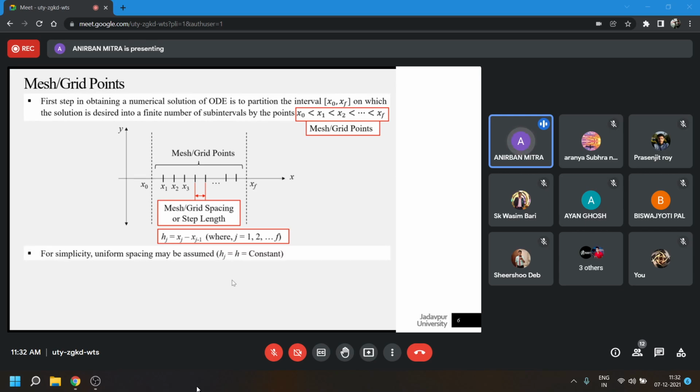To make matters more simple, we more often than not consider uniform spacing, which means that hj will be equal to a constant. So hj is equal to h. And this can be represented as follows. So xj would be equal to x0 plus jh, where j varies from 0 to f.